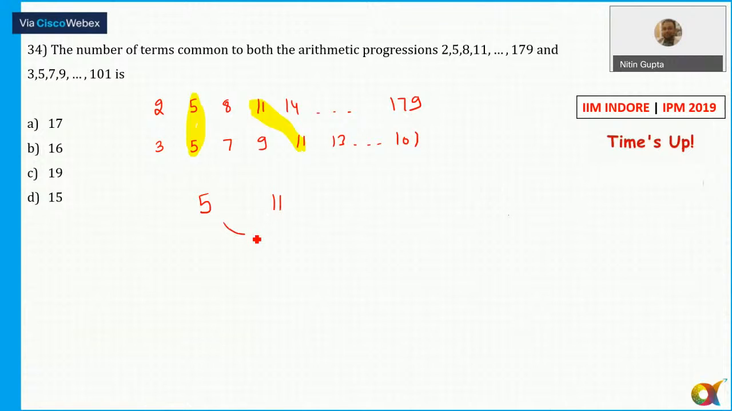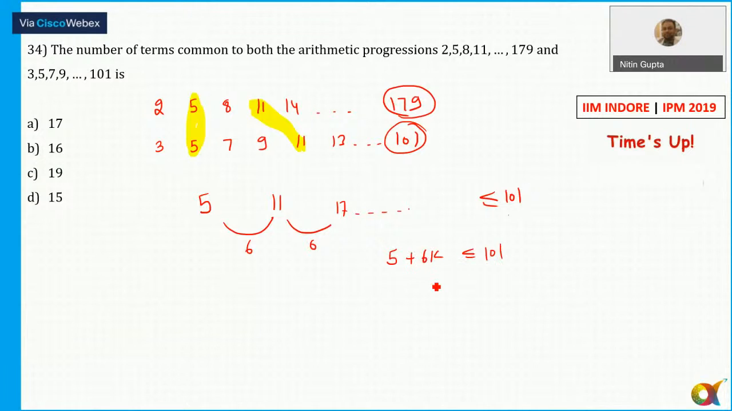So in the common series, the first term is 5, the second term is 11. There is a gap of 6. So the next term will be nothing but gap of 6, that is equal to 17, and so on. But the last term has to be definitely less than or equal to 101. I need to select all the numbers which are common to both the series. In the first series, the last term is 179, but the last term of the common series has to be less than or equal to 101. So I can say 5 plus 6k has to be less than or equal to 101.